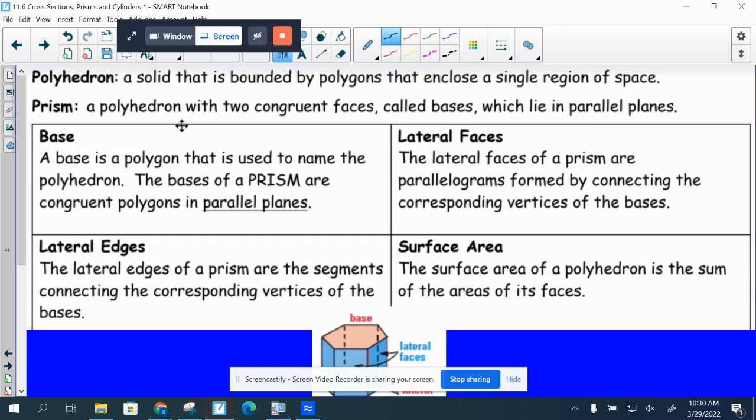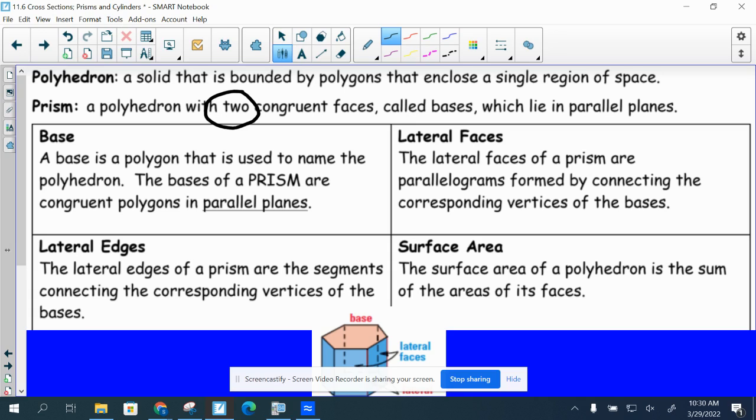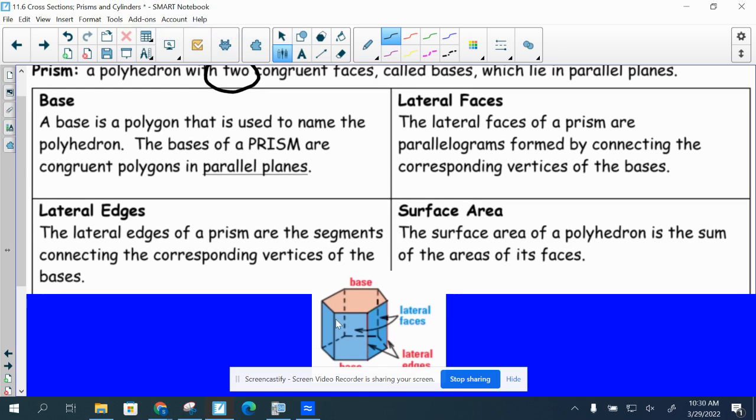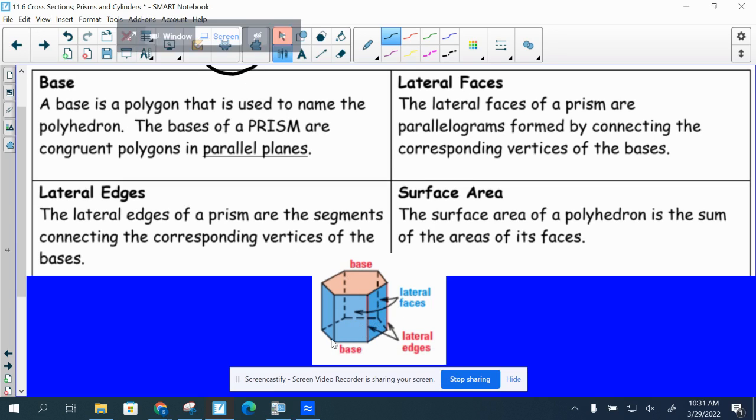And the next section says a polyhedron is a solid that is bound by polygons that enclose a single region of space. It's just a three-dimensional object that is formed by polygons. A prism is a polyhedron with two congruent faces called bases. So a prism has two bases, whereas a pyramid only has one base and the sides touch at a point. Your bases are parallel, and then you have lateral faces. These are the lateral faces as shown, and then lateral edges, and then you have two bases.